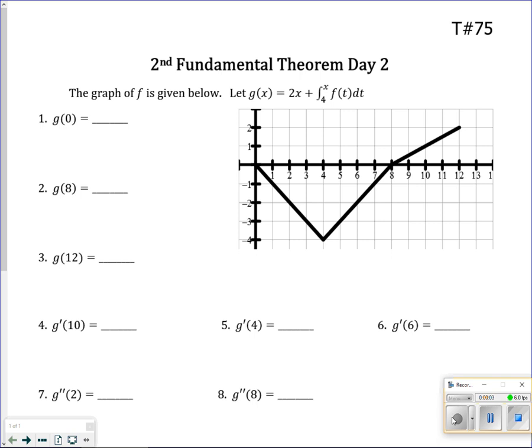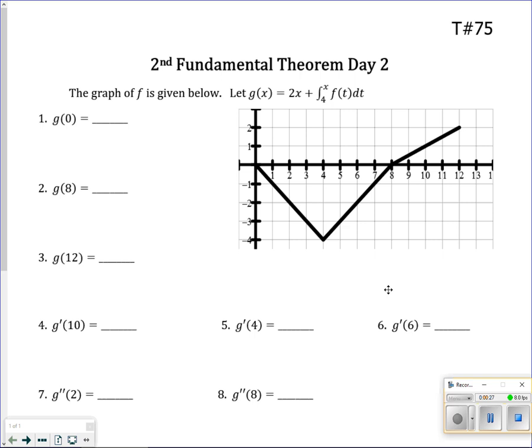Okay, so we're going to check out the second fundamental theorem again. And if you look at the picture, you're almost like, this is the same problem as yesterday. But this one's a little bit tougher than yesterday. I just want you to be able to see one of these and practice with the second fundamental theorem again, because it is kind of a tricky thing.